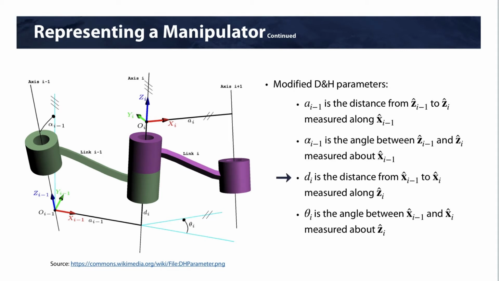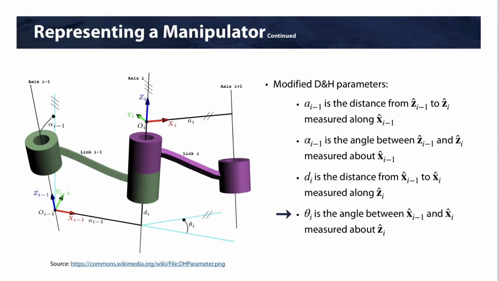Our next parameter is d_i. It is the distance from X_(i-1) to X_i measured along Z_i. So here we have X_(i-1), and here we have X_i. The distance between these two axes measured along Z_i is d_i, which is this variable here. So that's our third parameter.